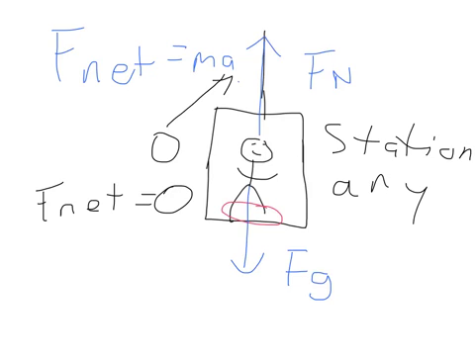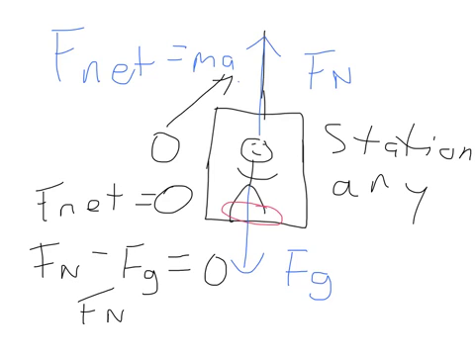And that net force is Fn minus Fg equals 0. So Fn equals Fg equals mg. Alright, so in this case, the normal force equals the weight, which is what we expect it to do, which is why we stand on scales and have it measure the normal force, because that is recording our weight.